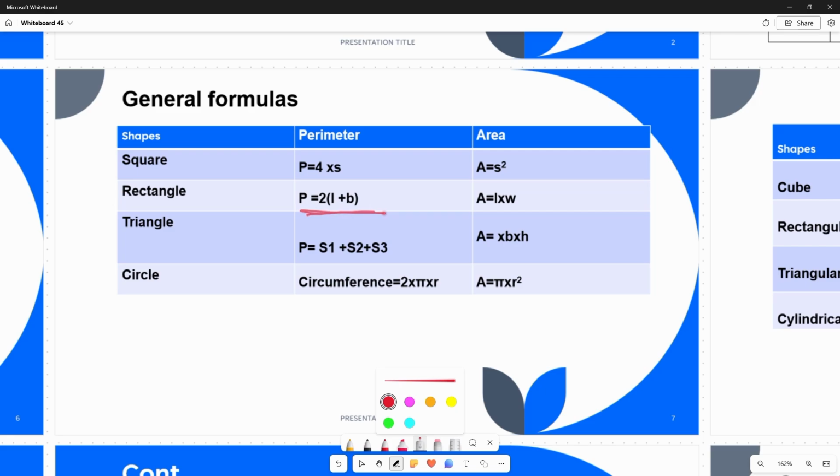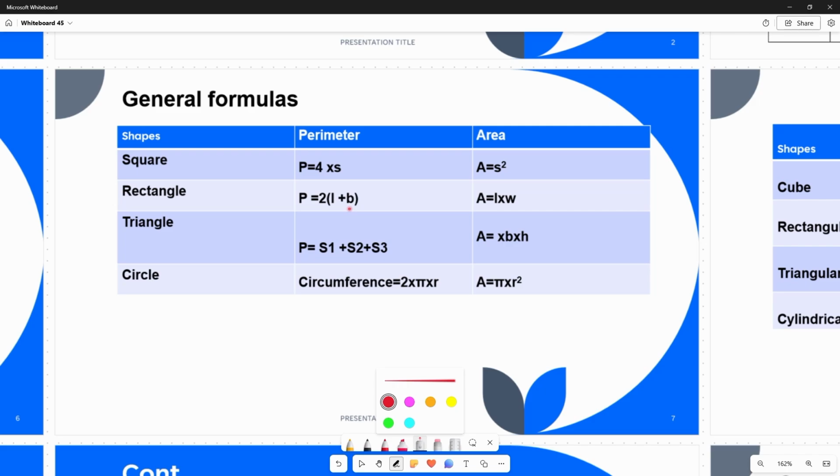So the L is representing the longer side and the B is representing the shorter side. Let's not mind about the length and breadth. Just look at a rectangle, take the longer side measurement plus the shorter side measurement, making sure that the units are the same. That's why I spoke about conversion in the beginning. Why is the conversion important? Because when we substitute into the formula, we need to make sure that the units are the same.